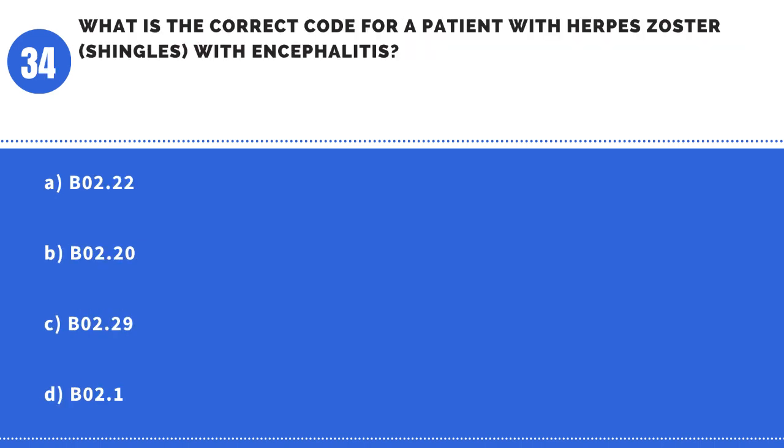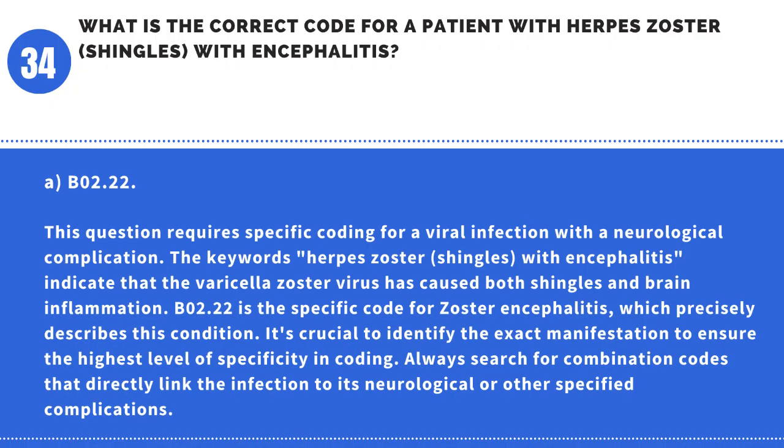Question 34. What is the correct code for a patient with herpes zoster, shingles, with encephalitis? A. B02.22, B. B02.20, C. B02.29, D. B02.1. Answer A. B02.22. This question requires specific coding for a viral infection with a neurological complication.